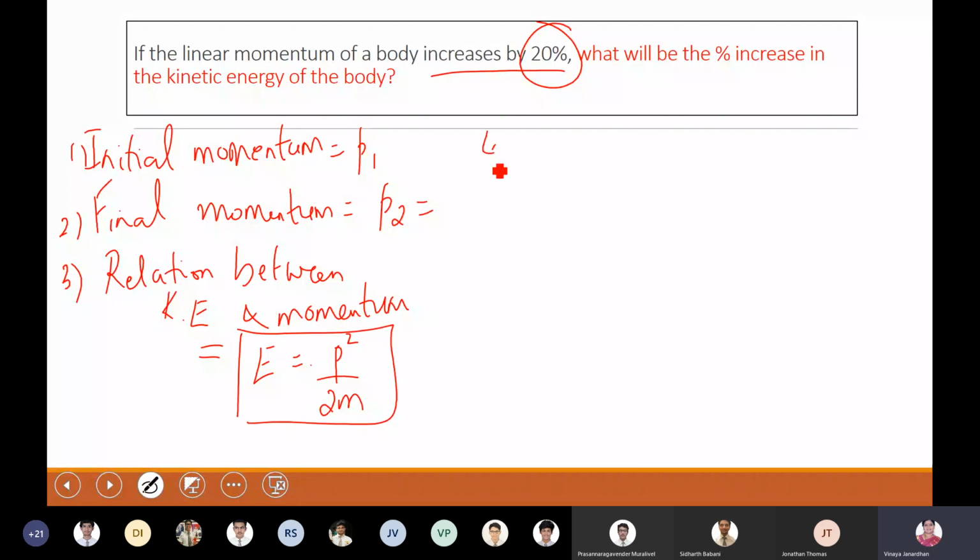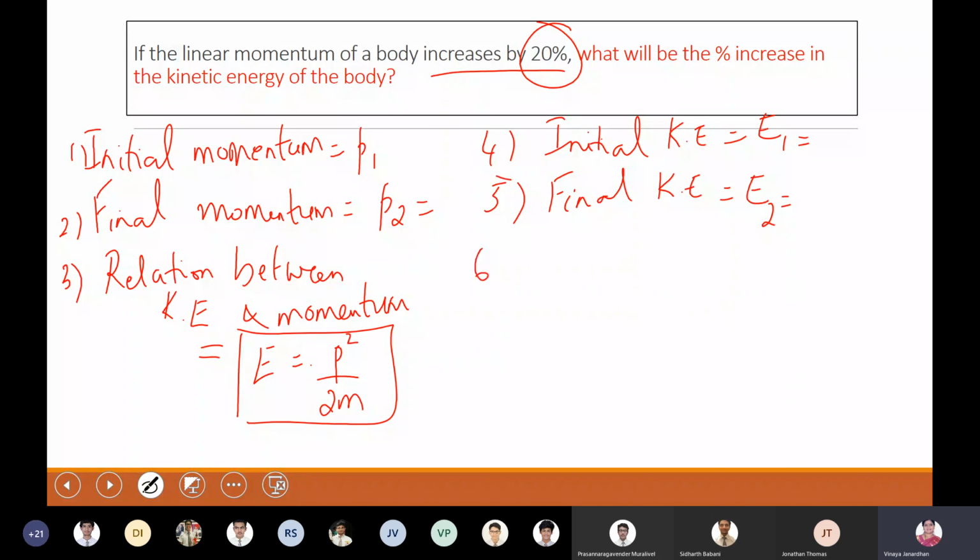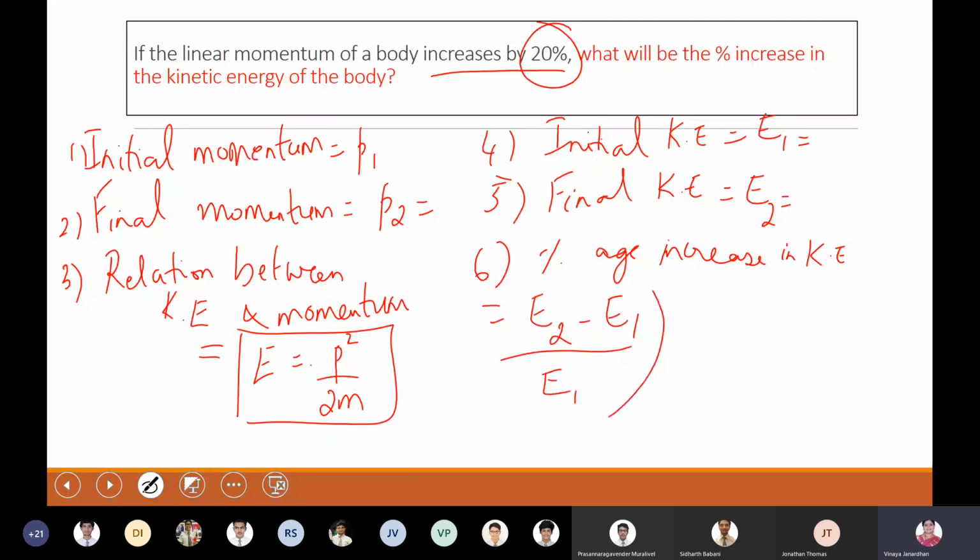So fourth step will be initial kinetic energy, that is E1. You find E1 in terms of P1. Fifth step will be final kinetic energy, that is E2. You have to find in terms of E1. Then sixth will be percentage increase in kinetic energy, that will be E2 minus E1 divided by E1 into 100%.